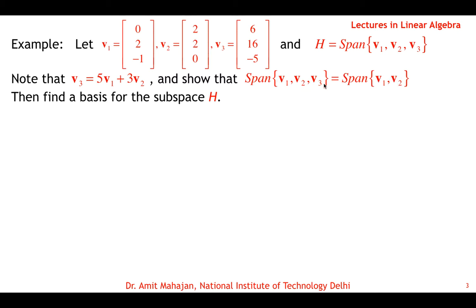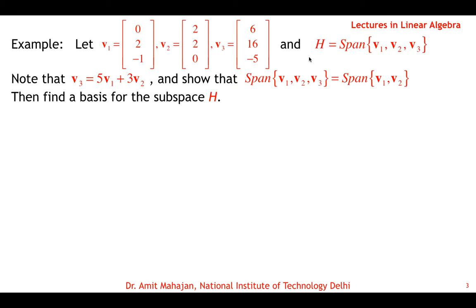That means that if in a set you know that one of the vectors is a dependent vector, say in this case v3 is dependent on v1, v2, then if you remove that dependent vector from the set, the remaining vectors will still span the same space which was spanned by the three vectors. So in this case, if you remove v3, then v1, v2 will still span the same space. And then the question is to find a basis for the subspace H. So what will be the basis of this?